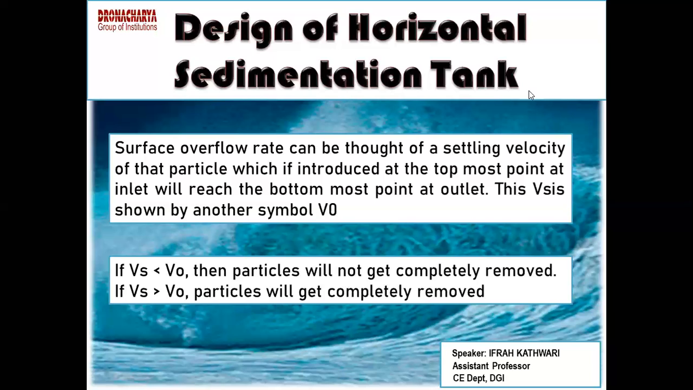If the overflow velocity, the velocity with which the water is coming inside the tank, is greater than the settling velocity, then in that case the particles won't settle. If the settling velocity is greater than the overflow velocity, in the sense that the particles are settling at a very high speed compared to the velocity of water coming inside the tank, then in that case they will completely settle down and we can remove them.